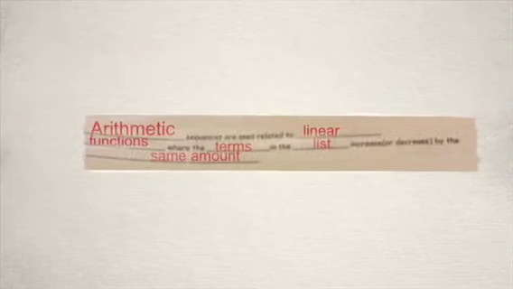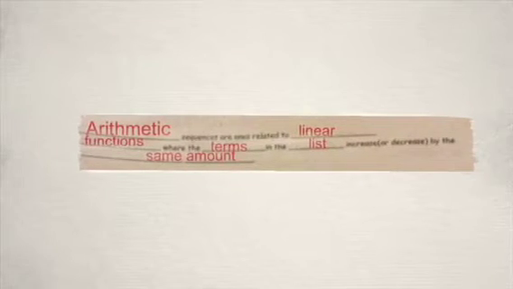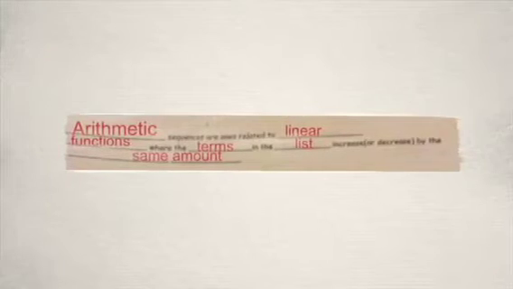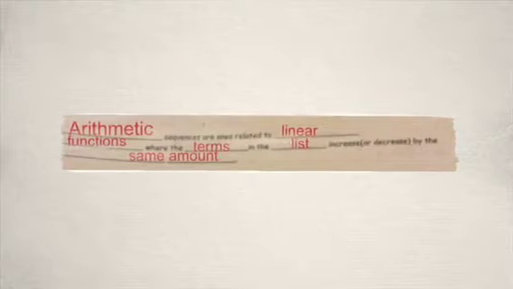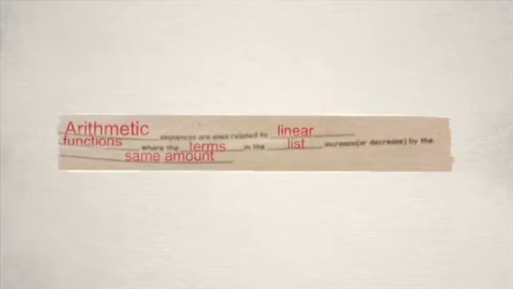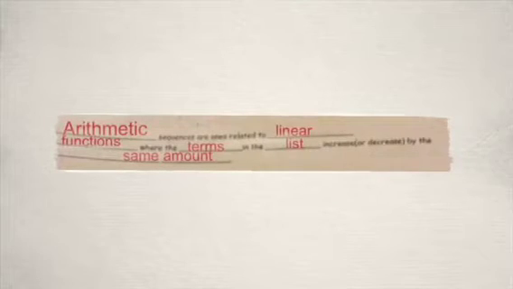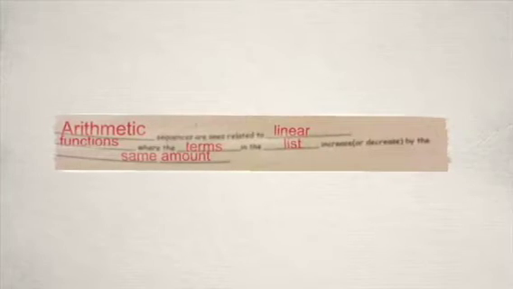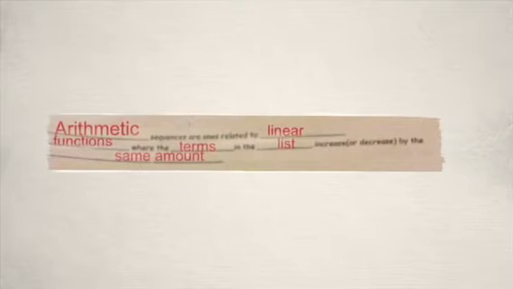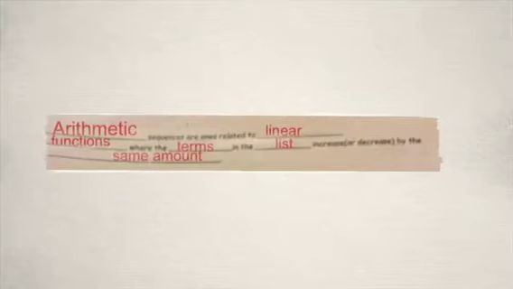The first type of sequence is the arithmetic. That's the adding pattern. Arithmetic sequences are ones that are related to linear functions, where the terms in the list increase or decrease by the same amount. The key here is that the terms are going up or down by an adding pattern or a subtracting pattern, which indicates the same amount each time. Make sure you have this copied in your notes.